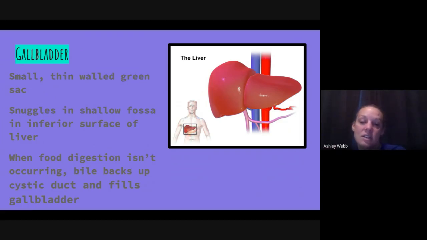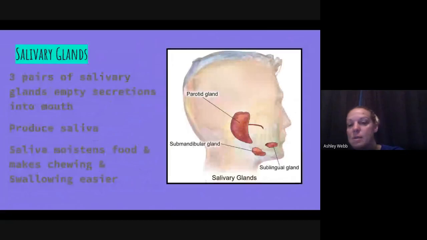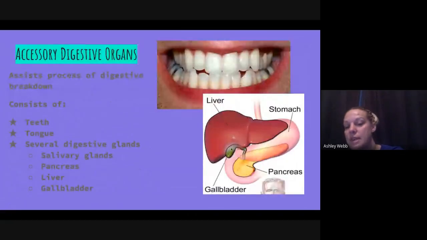If digestion isn't actively occurring, then the gallbladder fills up with bile. If digestion is occurring, then the bile just kind of filters through the gallbladder. In my case, if I go back here, you can see this is the gallbladder here hanging down from the liver.